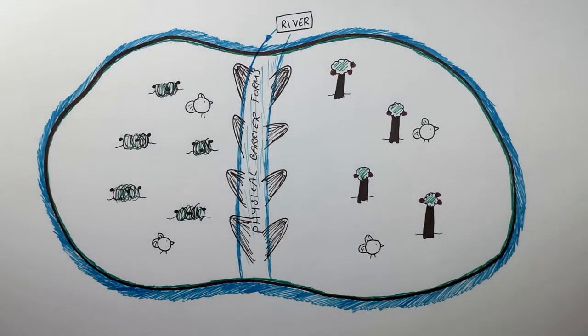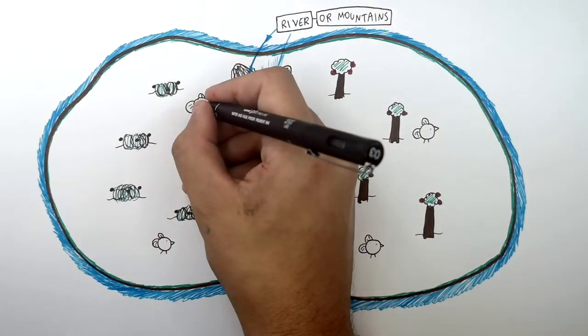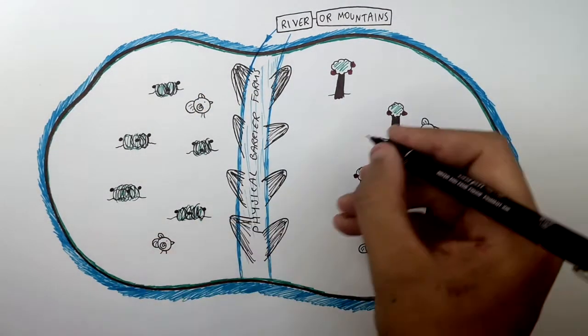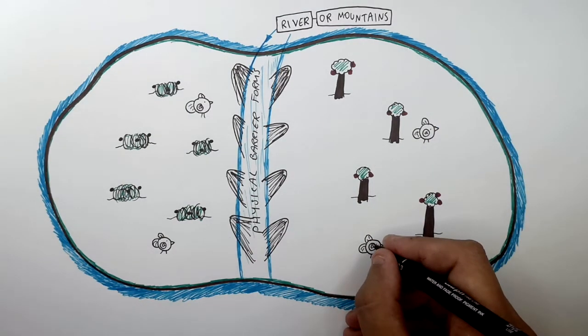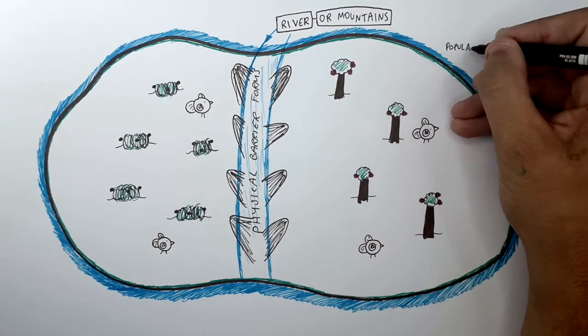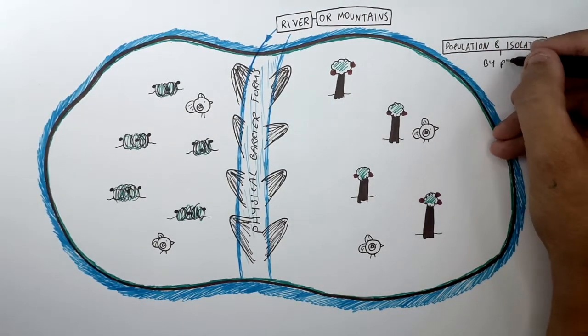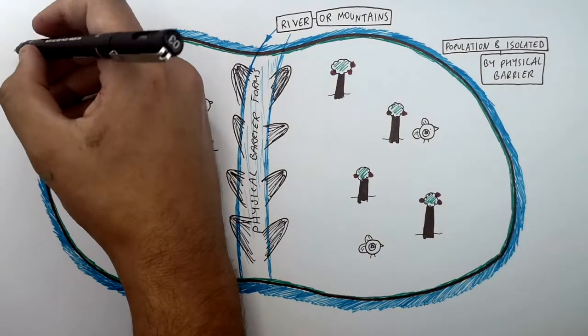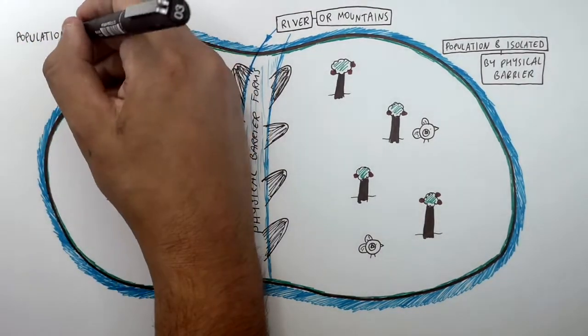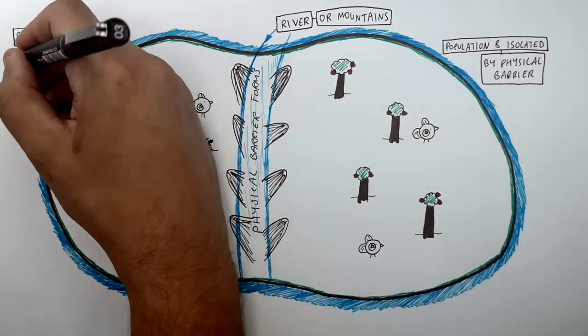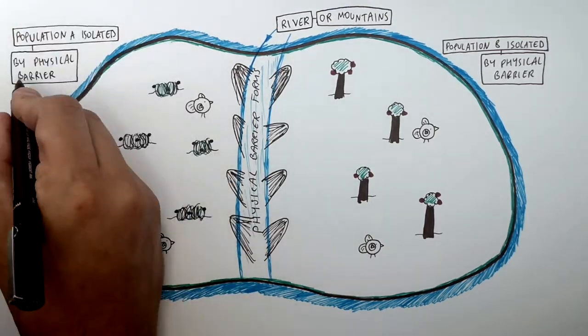So what we've got here are two examples of physical barriers that can separate one population of a species into two separate isolated populations. So you've now got population A on the left and population B on the right. So population B is now isolated from population A by a physical barrier. And you've got population A, which is also isolated, also by the physical barrier.